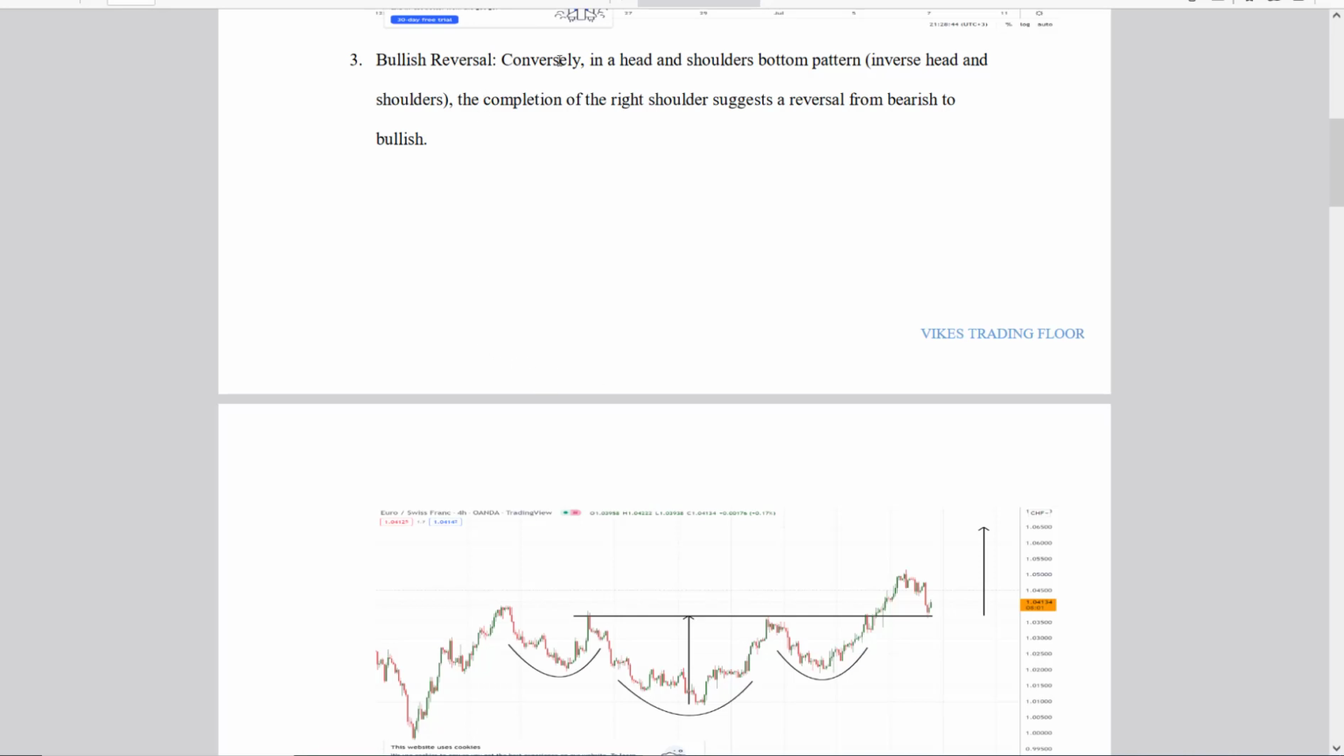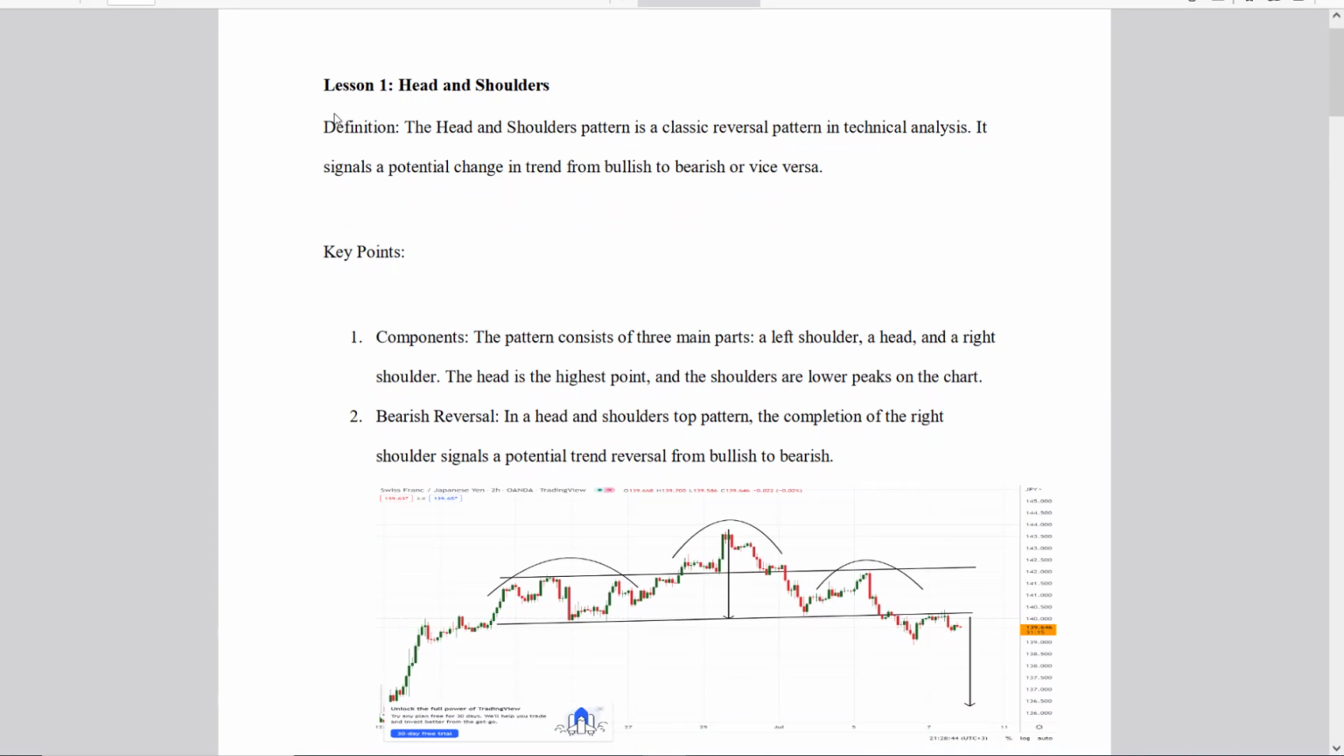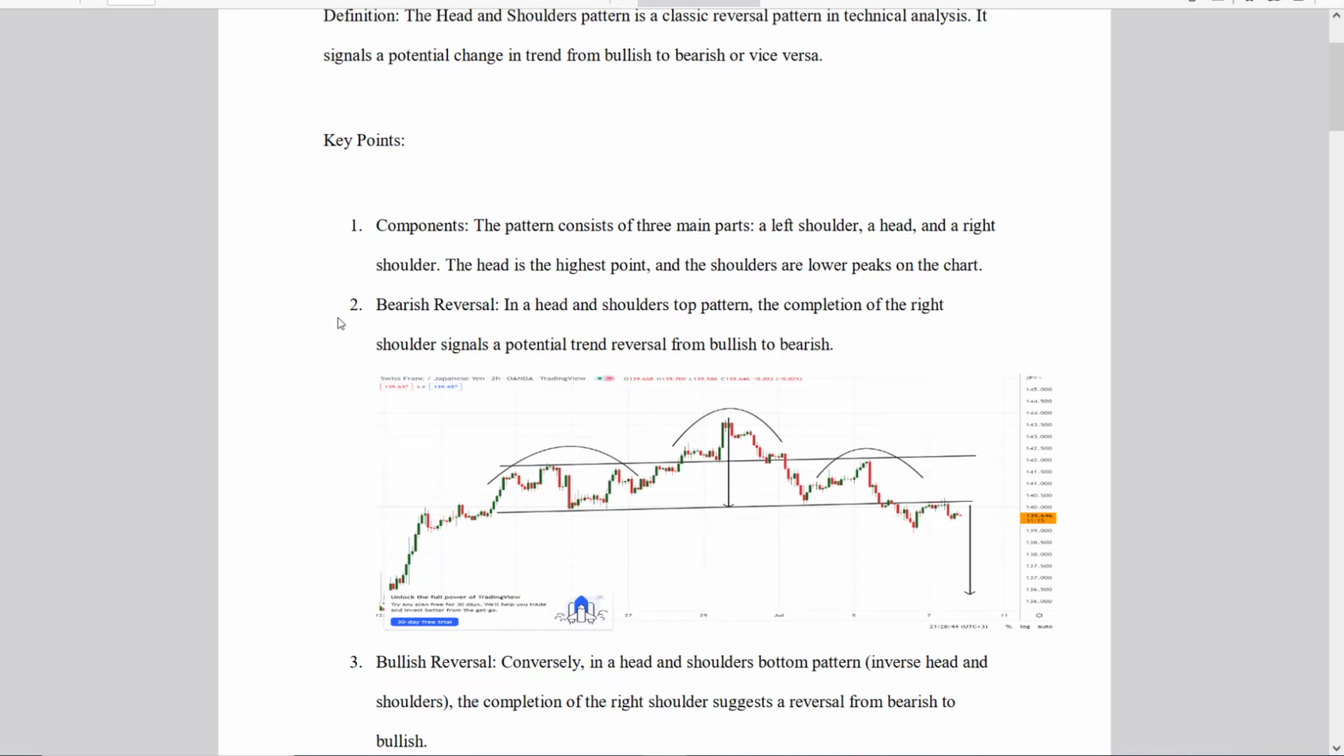So a bullish reversal, conversely, in a head and shoulder bottom pattern, inverse head and shoulder, the completion of the right shoulder suggests a reversal from bearish to bullish. I will explain it. But basically, the head and shoulder pattern is a classic reversal pattern in technical analysis. It signals a potential change in trend from bullish to bearish or vice versa. In the case of vice versa, we have an inverse head and shoulder. So let's look at both scenarios.